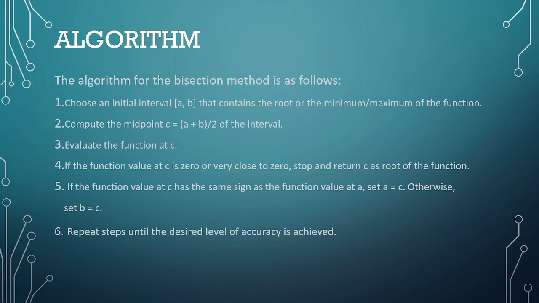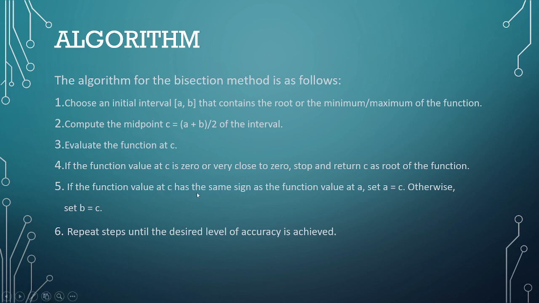This is the algorithm for the bisection method. First we have to choose an initial interval A and B which contains the root. Now we compute the midpoint, a new point C, as A plus B by 2, as a new interval. While evaluating the function at C, if the value is 0 or very close to 0, we stop and state the result.